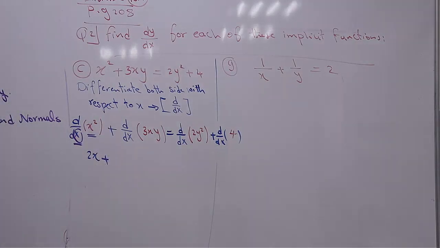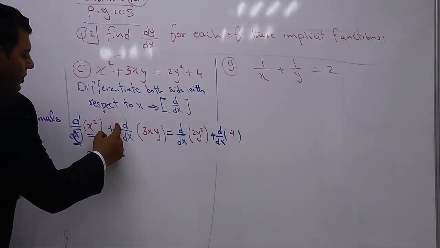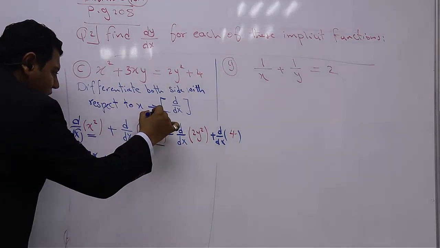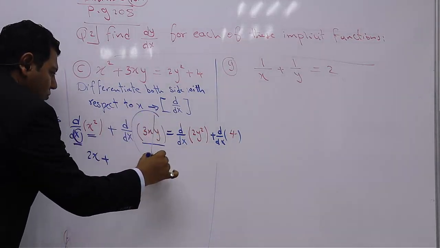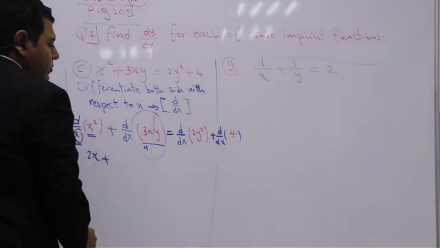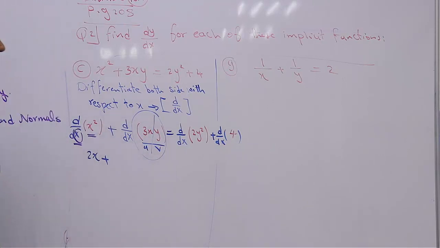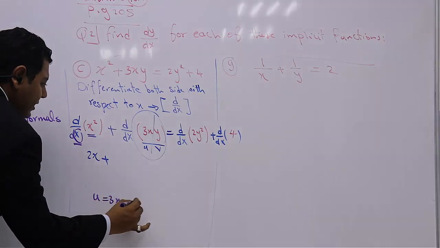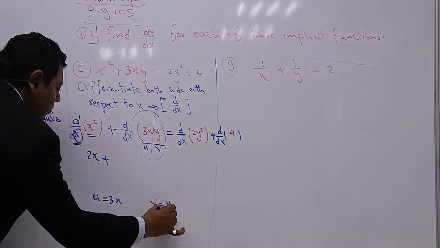We're going to the second term. I want to find the derivative of 3xy. We just need to treat this as a product rule. I have here u, which is 3x, and v, which is y. So we can make u equal to 3x, and v equal to y.